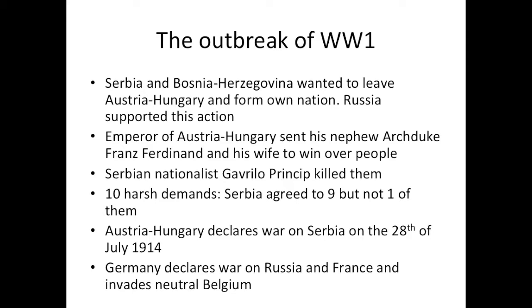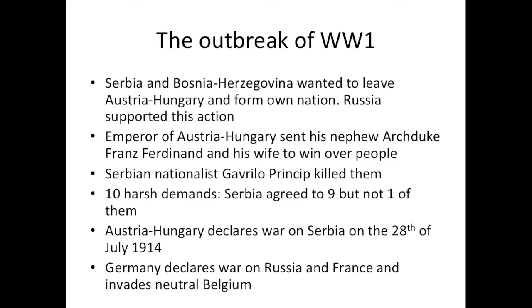Austria blamed Serbia, and the following month was full of confusion and bluffs. Then they issued 10 harsh demands. Serbia agreed to 9, but not one of them. After 1 month, Austria-Hungary declared war on Serbia on the 28th of July 1914. Russia promised to protect Serbia, but Germany wanted Russia to stop preparing for war. Russia didn't respond, so Germany declared war.